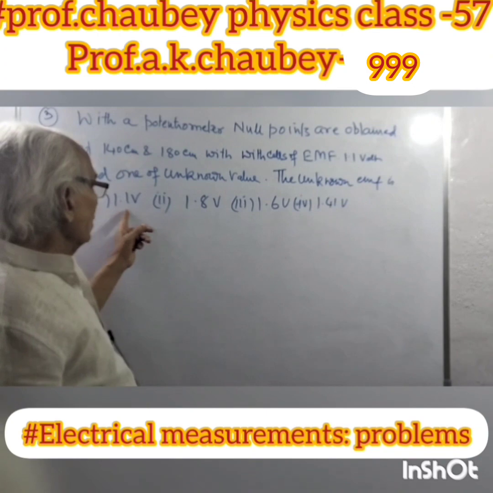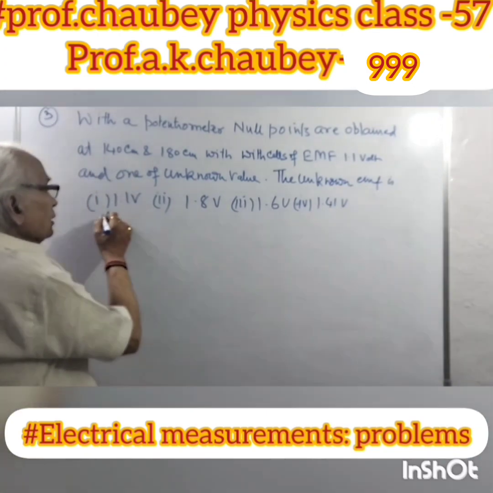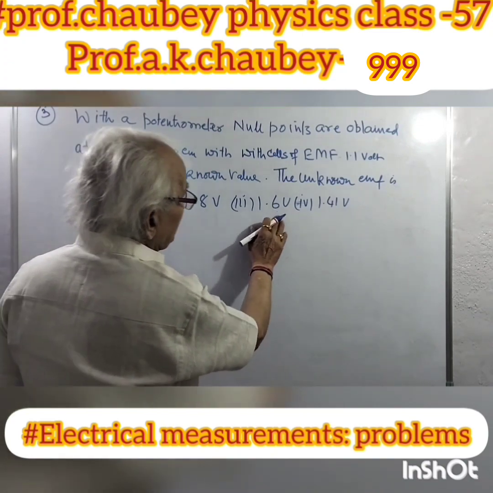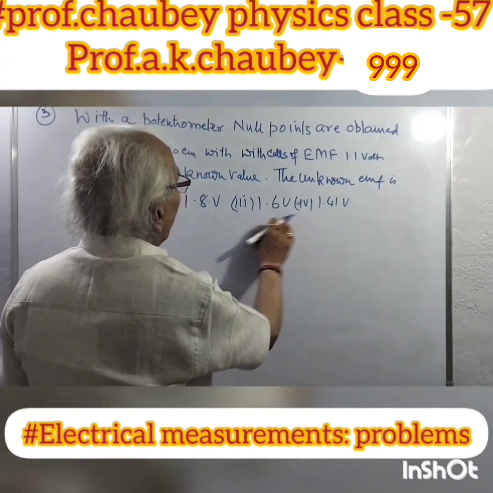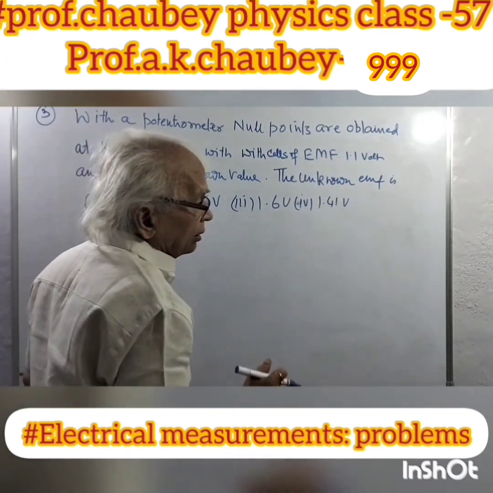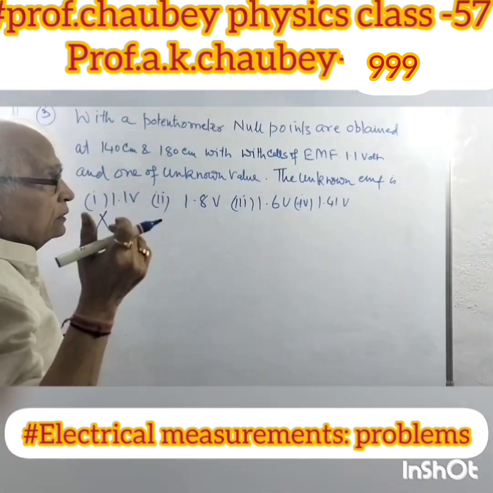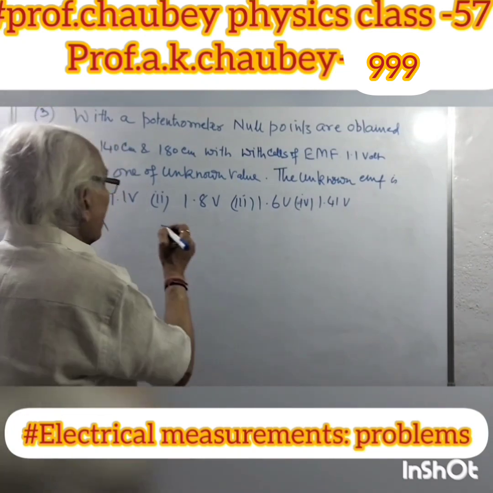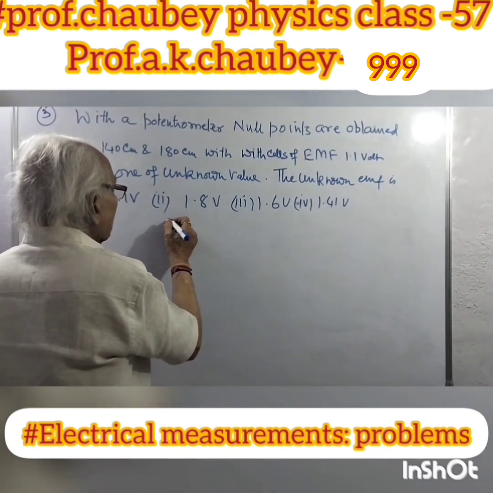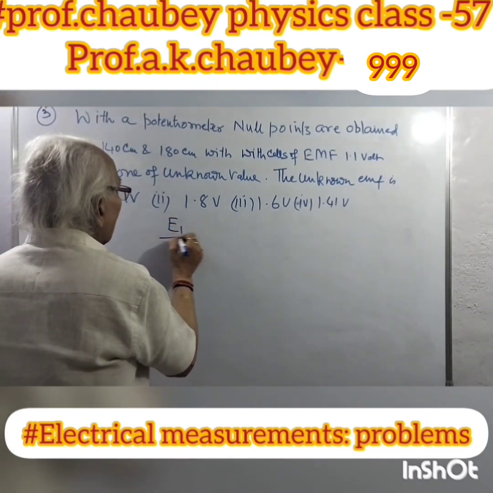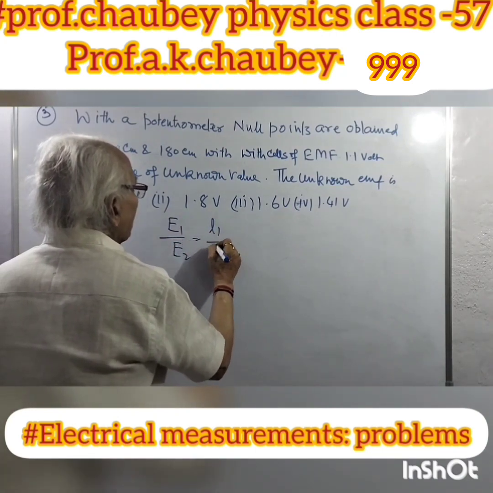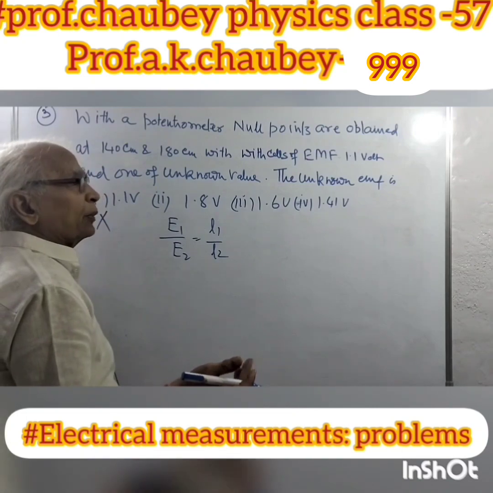So 1.1 cannot be the answer. Here it is 1.8, here it is 1.6, here it is 1.41. All three are more than 1.1, so we don't know which is correct. We have to find out. So we take the ratio of EMFs, E1 upon E2 is equal to L1 upon L2, the simple principle of potentiometer.